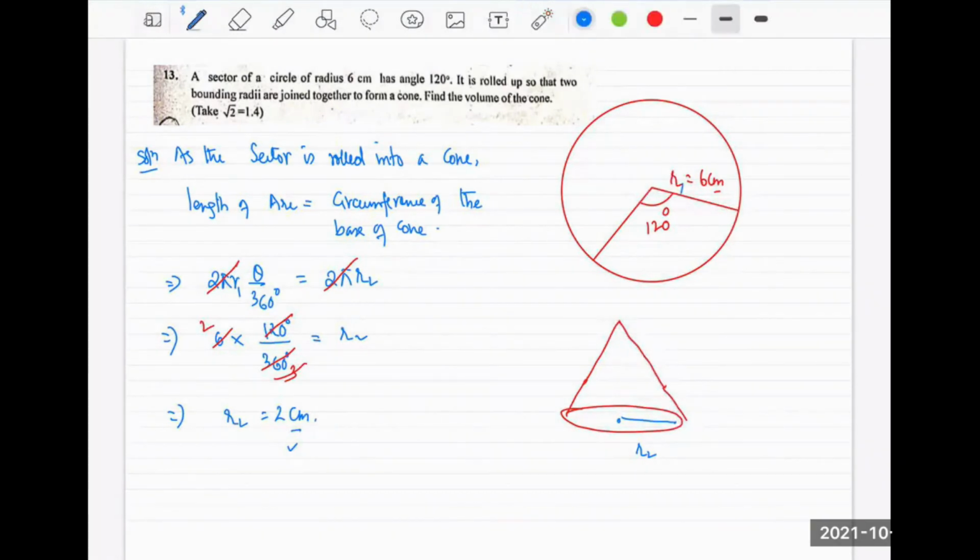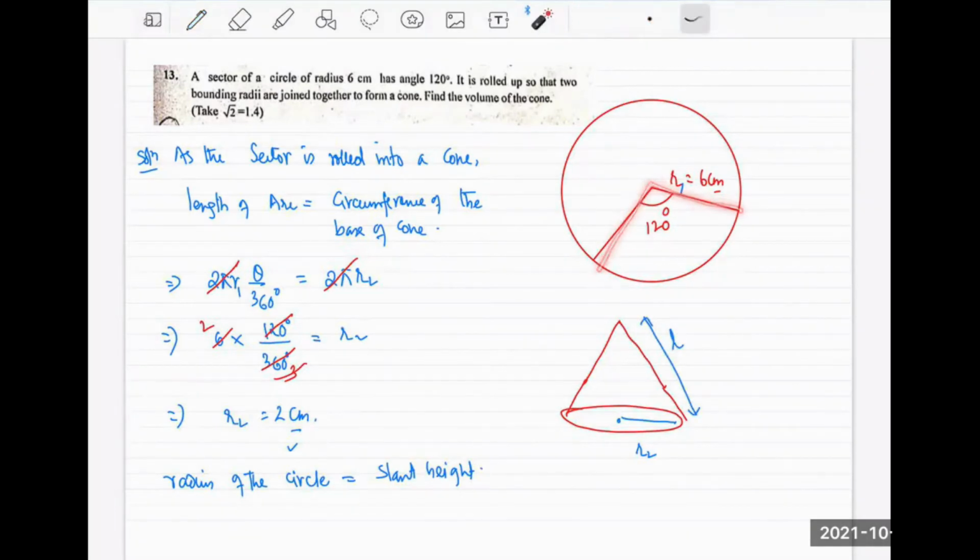So you have to say here, radius of the circle is equal to slant height. This portion right here is called the slant height, represented by L. And since these two are joined together to form a cone, whatever is obtained here is the slant height. So radius of the circle is 6 centimeter. Slant height is how much? Slant height we will represent by L.